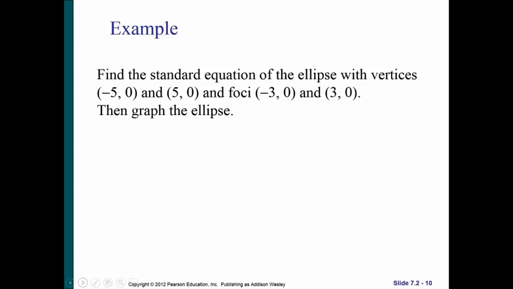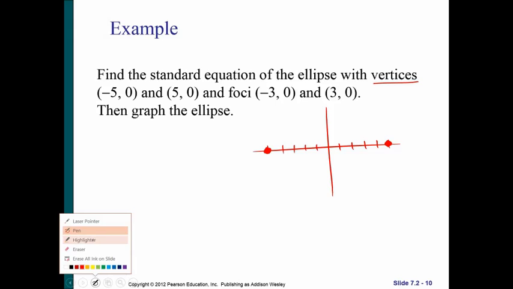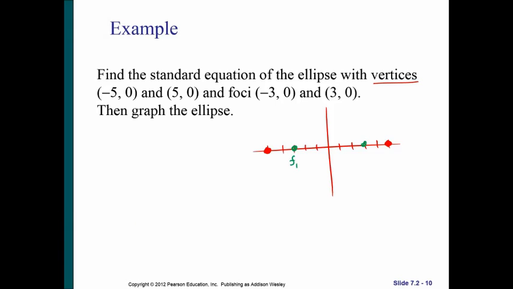Find the standard equation of an ellipse with vertices (-5, 0) and (5, 0), and foci, focal points, at those two locations. Then graph it. I'd like to start with the graph, and then we'll build up to the equation. It has vertices at (-5, 0) and (5, 0), and it has focal points at the locations (-3, 0) and (3, 0).